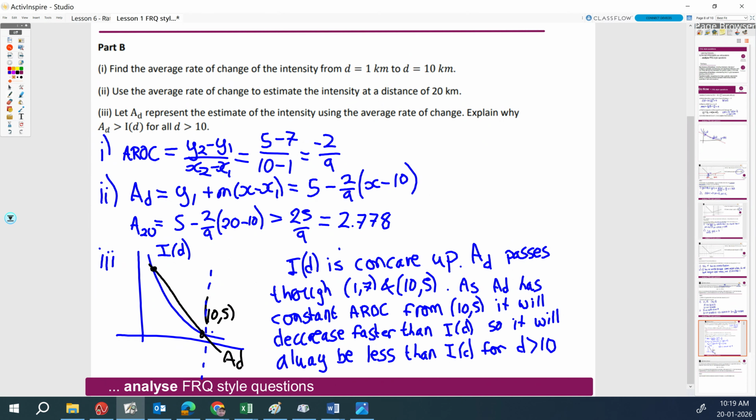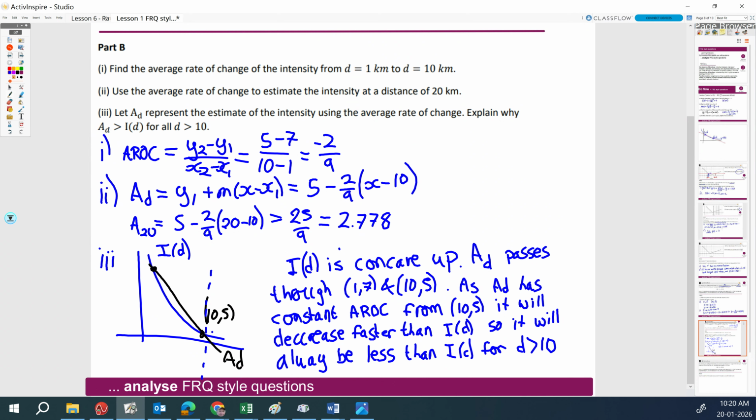So what I'm trying to emphasize here is we're not just saying it's concave up. We have to talk about the intervals. Because you see how the intervals are important. From 1 to 10, the black line is above. From 10 onward, the black line is below. Without talking about those two intervals, you are not fully explaining it.